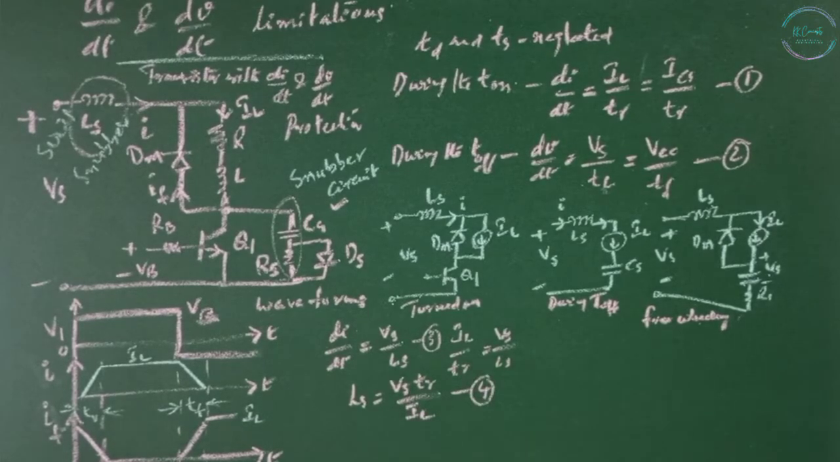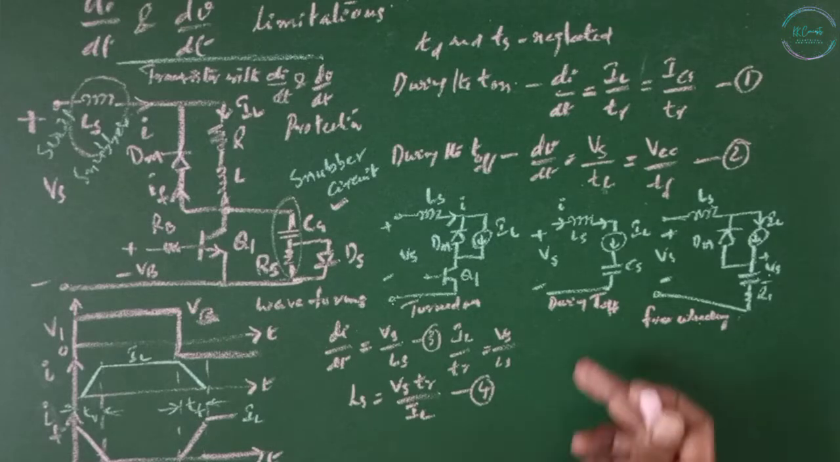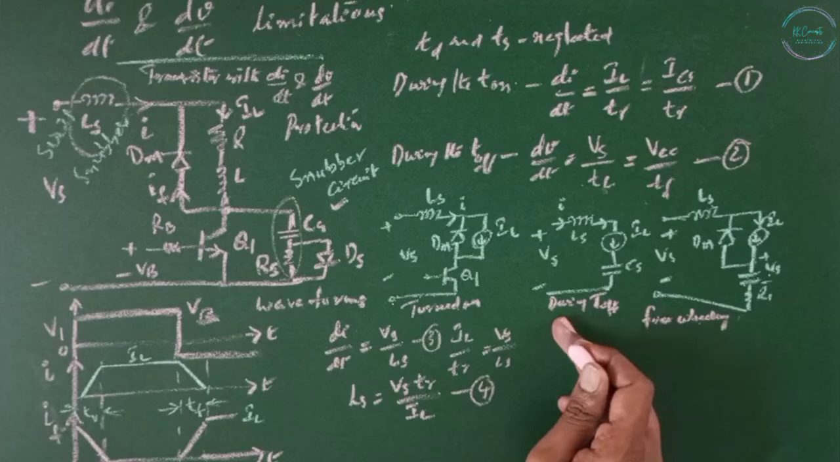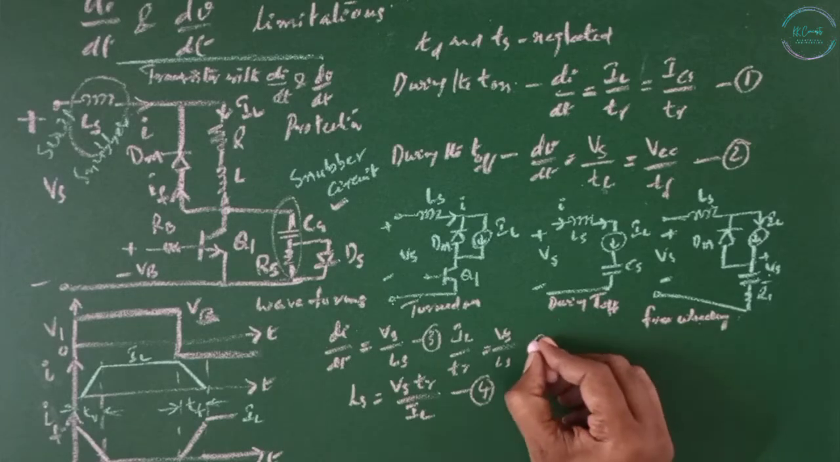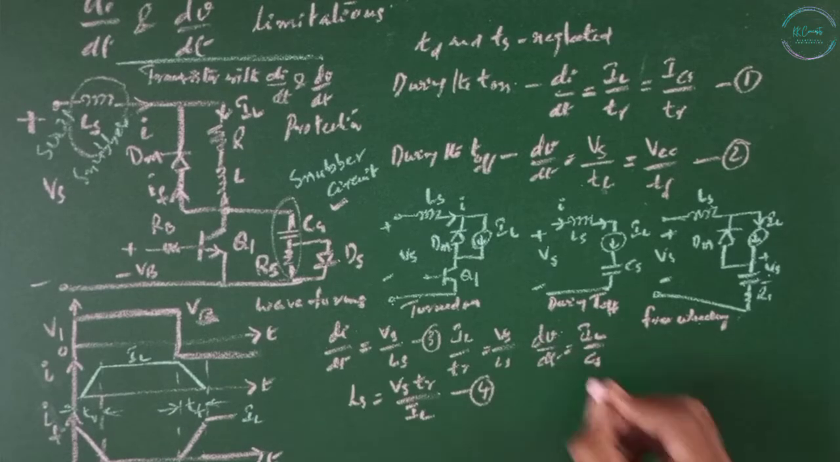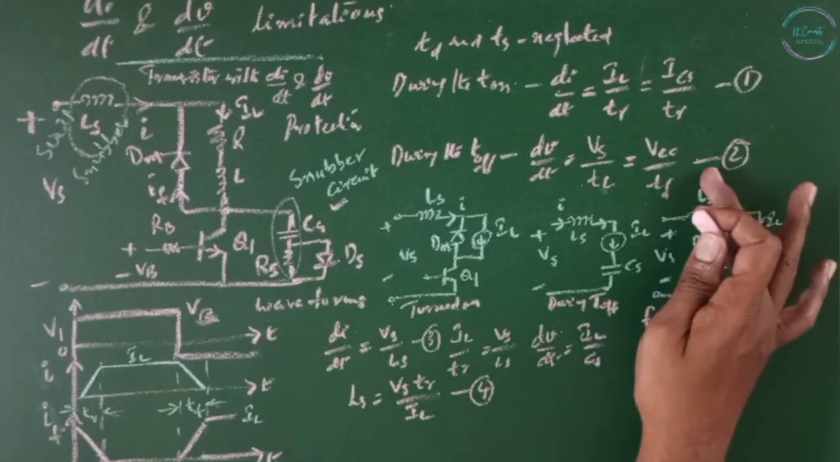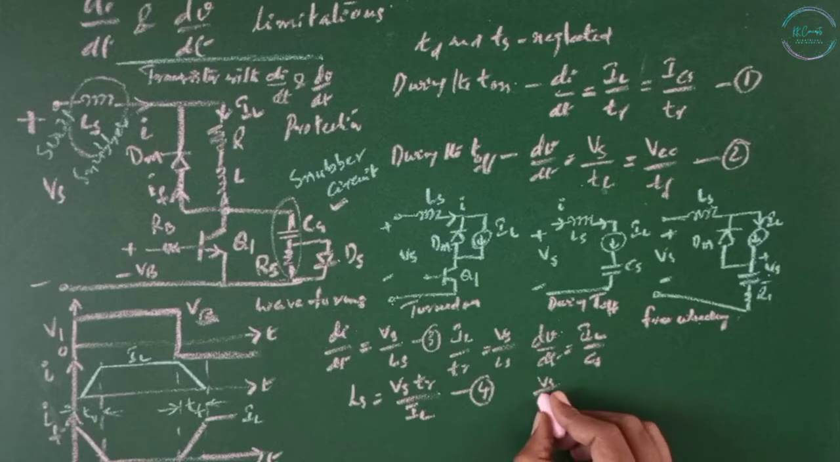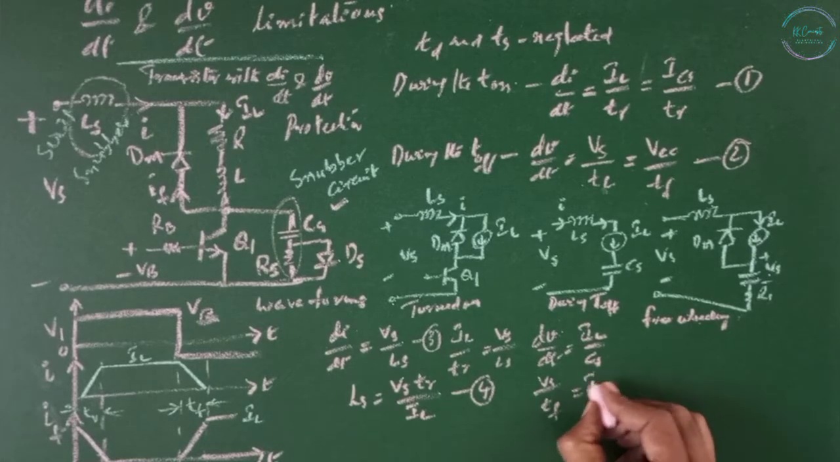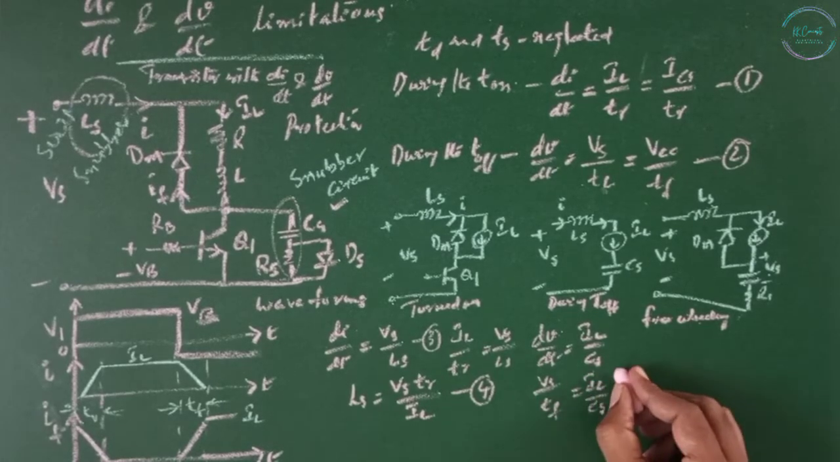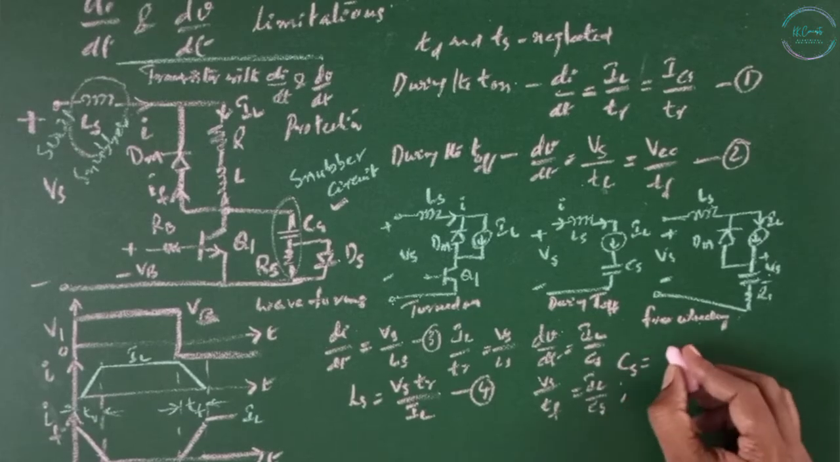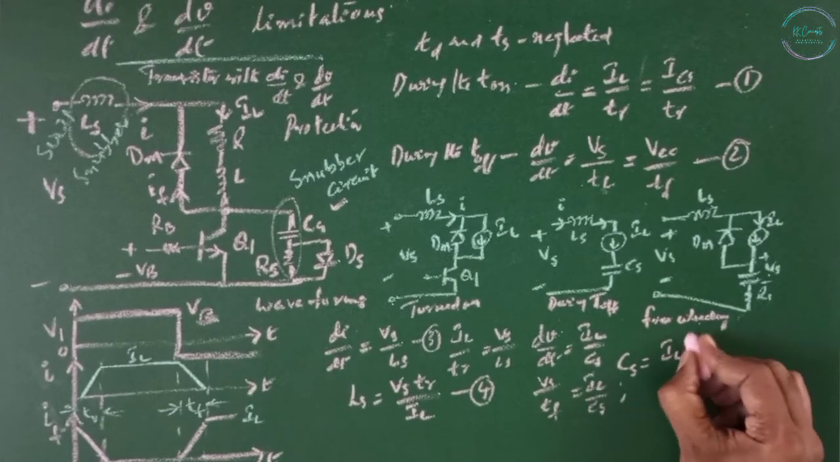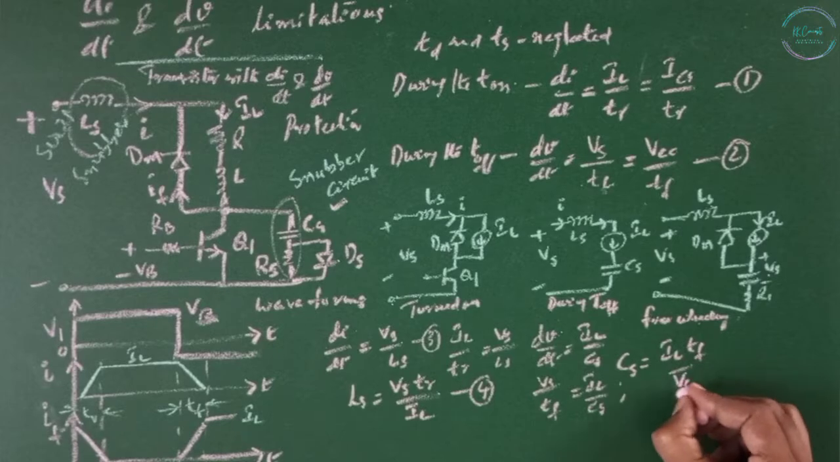Now during the turn-off, the capacitor Cs will be charged by the load current IL. The equivalent circuit is like this. Then the capacitor voltage will appear across the transistor, and the dV/dt is given by IL divided by Cs. Now dV/dt from equation number 2 is Vs divided by Tf, which equals IL by Cs, from which Cs equals IL Tf divided by Vs.